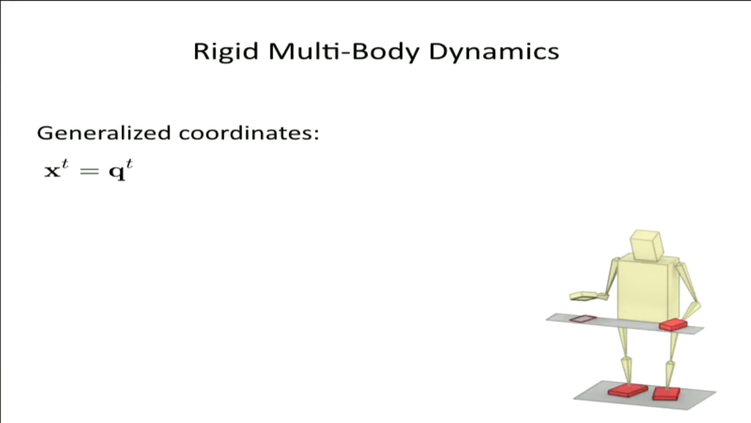So kind of to give you a brief intro to rigid multi-body dynamics. Let's say you start with your state being the generalized coordinates, or all the degrees of freedom of your system. So for example, all the joint angles of the character, and if the character has a free-floating base, let's say all the angles and the world position of the character.